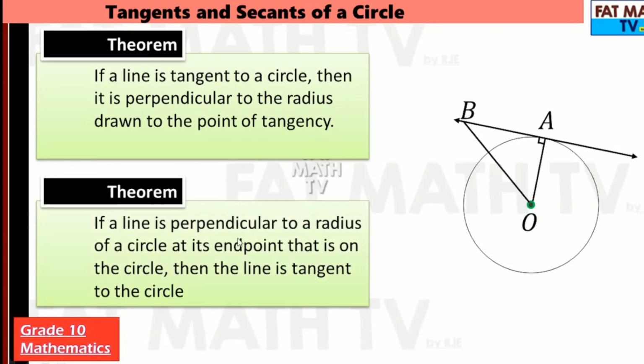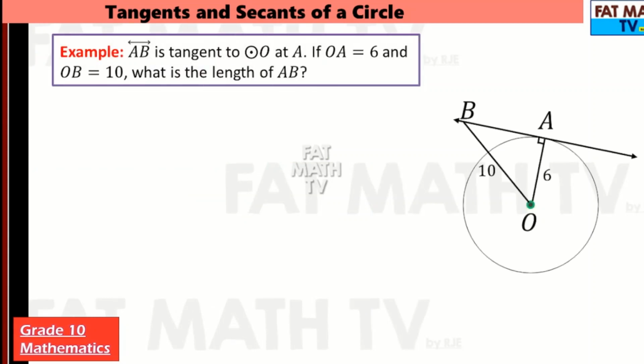And another, if this line is perpendicular to this radius here at the end point A, then the line is tangent to the circle. So the first theorem states that if the line is tangent, then it is perpendicular. The second one is if it's perpendicular, then it's a tangent. So, okay, let us have an example for that.